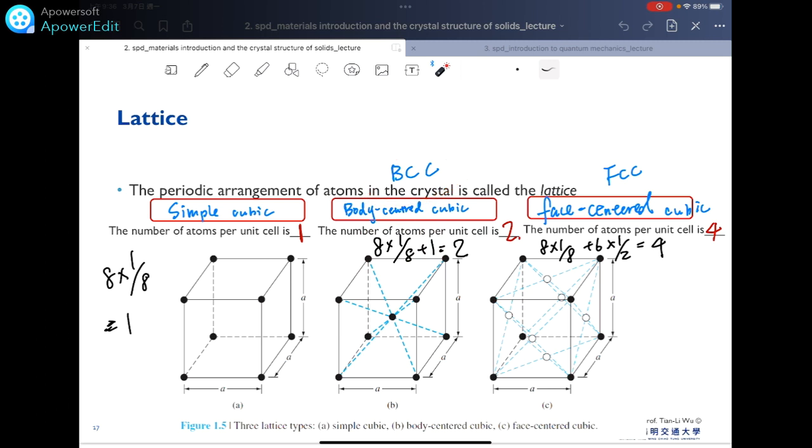And there's another one called the face centered cubic. As shown here, we still have the eight in the corners, and besides these eight, we have six on the faces. Each atom on a face only contributes half to the number of atoms. Therefore, in total, the number of atoms inside FCC will be equal to four. That's a very basic calculation, but we can start to see how the atoms behave with respect to the different kinds of lattice arrangement.